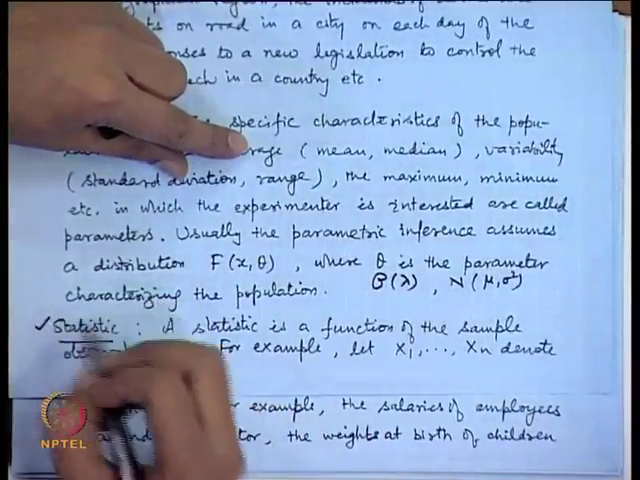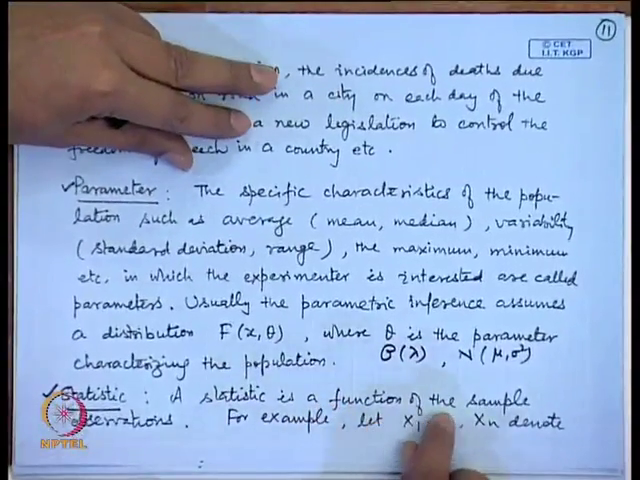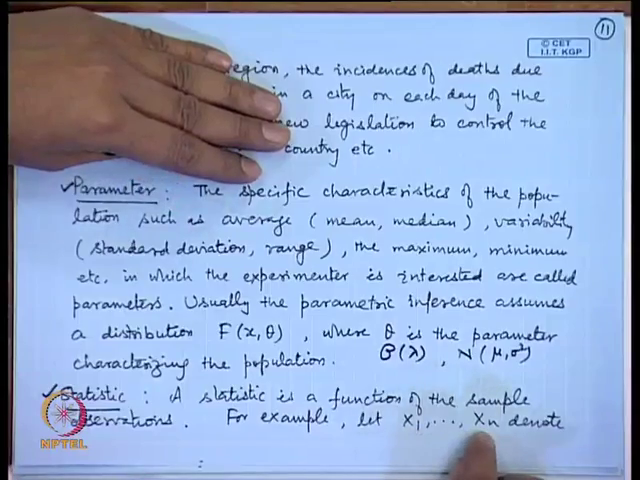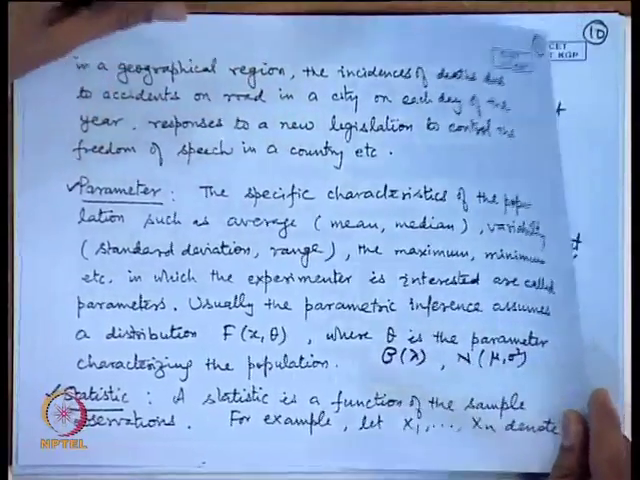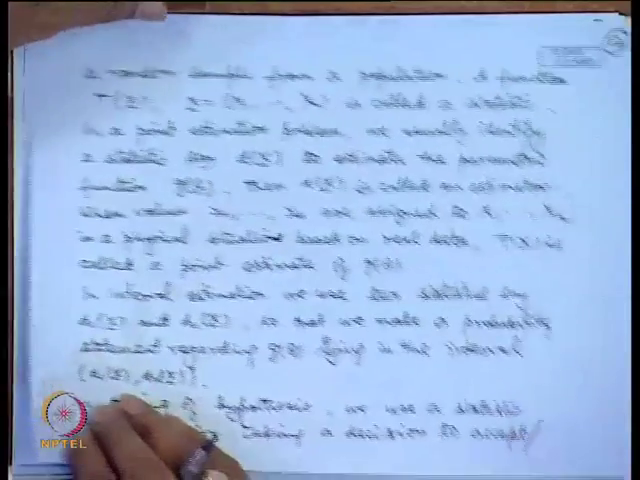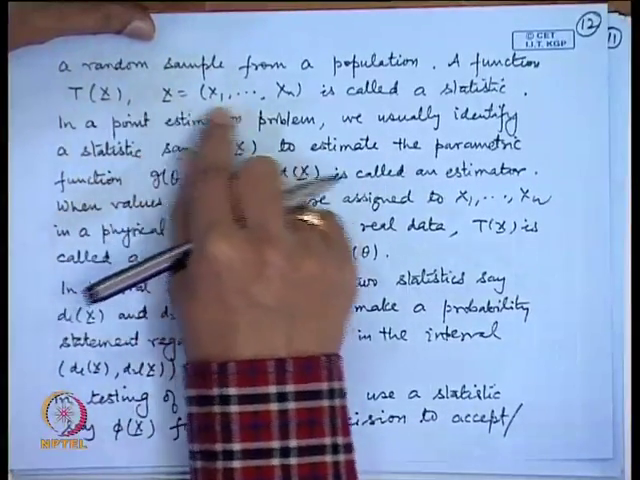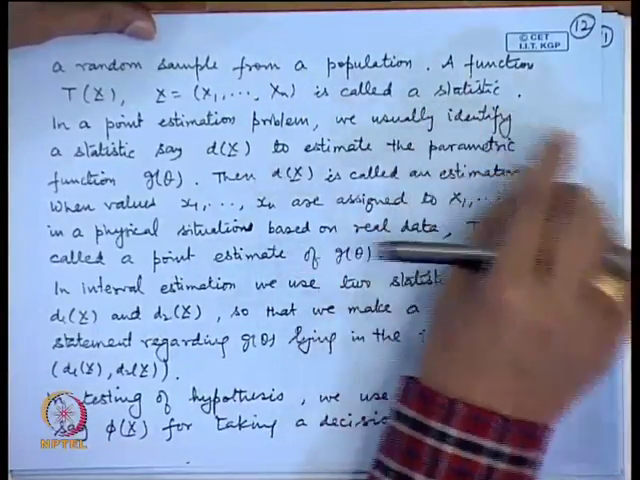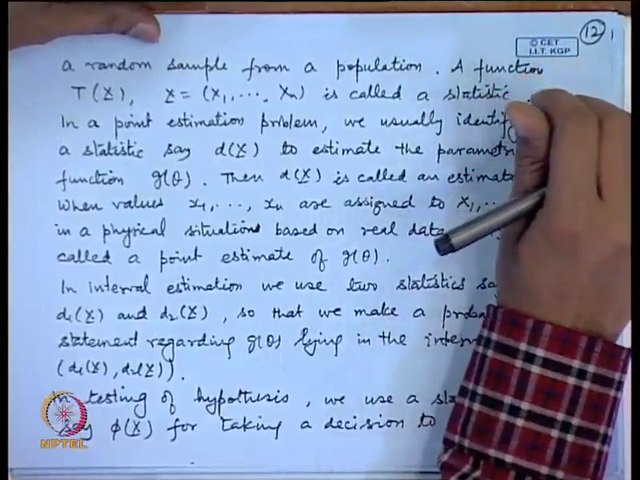A statistic. This is the next terminology. A statistic is a function of the sample observations. From the population, the statistician has at his disposal a random sample, on the basis of which he will make the appropriate inferences. The sample is termed as observations x1, x2, ..., xn. Any function of these observations, let us call it T(X), where X denotes the sample x1, x2, ..., xn, is called a statistic. In a point estimation problem, we usually identify a statistic, let us call it d(X). This is called an estimator of the parametric function g(theta).